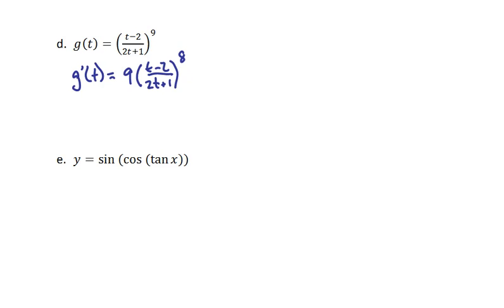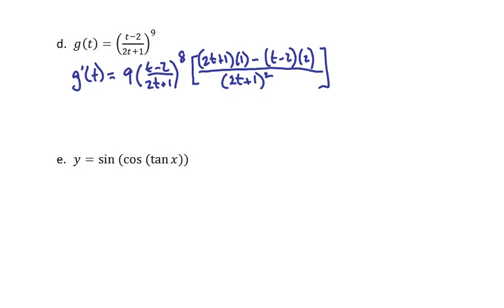Now we need the derivative of the inside, and that's a quotient rule, so that's low d high, but the derivative of the numerator is just 1, minus high d low, where the derivative of the denominator is 2, and that's over 2t plus 1 quantity squared. Simplifying that numerator, it's going to be 2t plus 1 minus 2t plus 4, and that leaves me with just a 5 in the numerator there. So that's pretty much done.